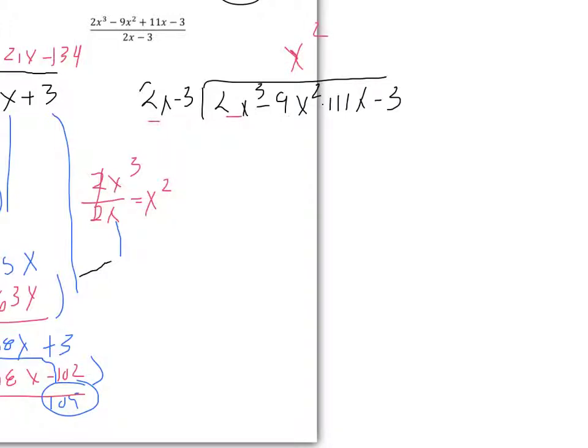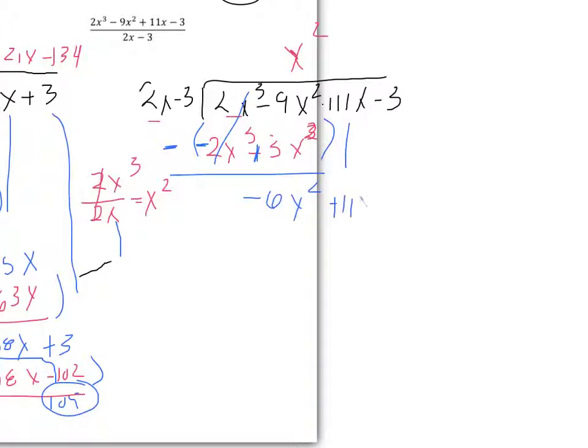So we did our division. Now it's time to multiply. X squared times 2x is 2x cubed. X squared times negative 3 is negative 3x squared. So now we're going to subtract. This negative makes that negative and this positive. These cancel. Negative 9x squared plus 3x squared is negative 6x squared. Then we bring down our plus 11x.